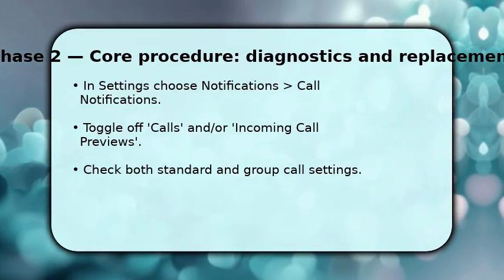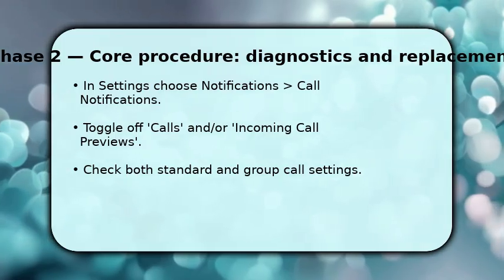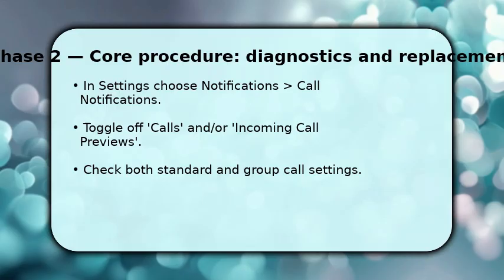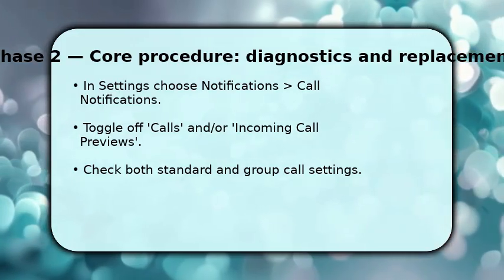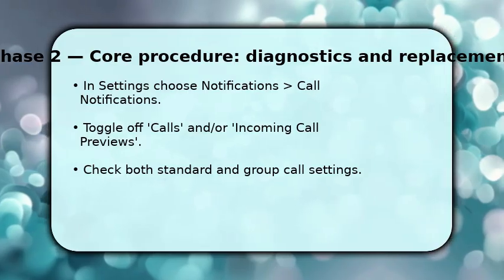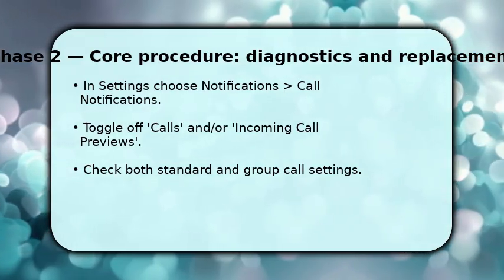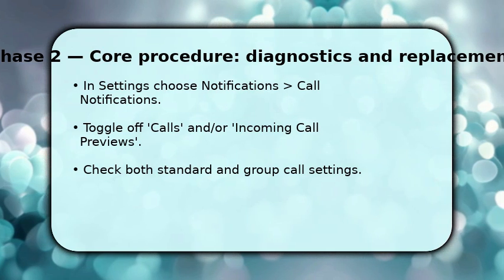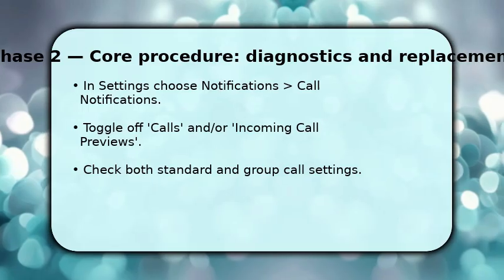Toggle off calls to stop ringtone-style alerts, and also turn off incoming call previews to remove banner previews. If there's a separate group calls option, disable that too. Snapchat treats group calls separately. Make sure changes stick by tapping back and returning to confirm toggles remain off. This ensures you silence both individual and group call interruptions moving forward.